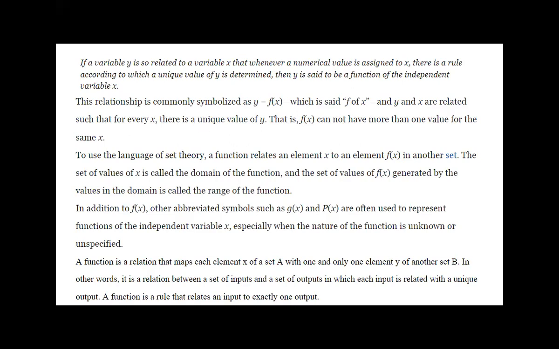Whatever the function is, as x varies, the value of f of x is also going to vary. Okay, f of x cannot have more than one value for the same x. It means x is the same, 2 and 2, but sometimes it says the value of f of x is 9, and sometimes it says the value of f of x is 10, but that is not the case.